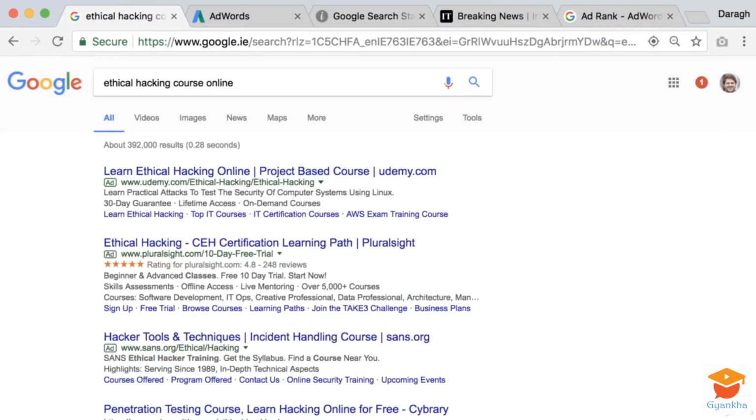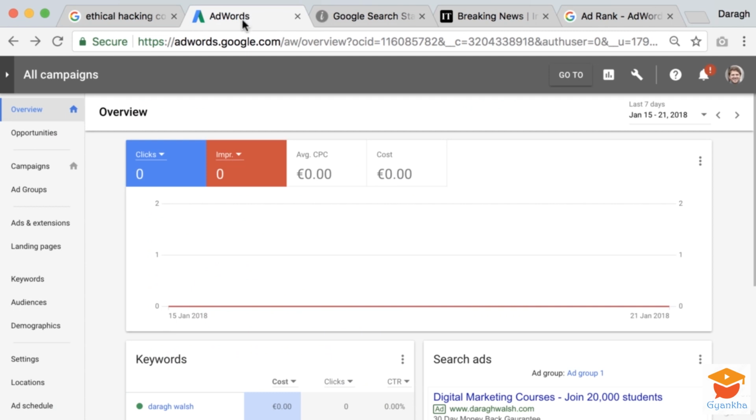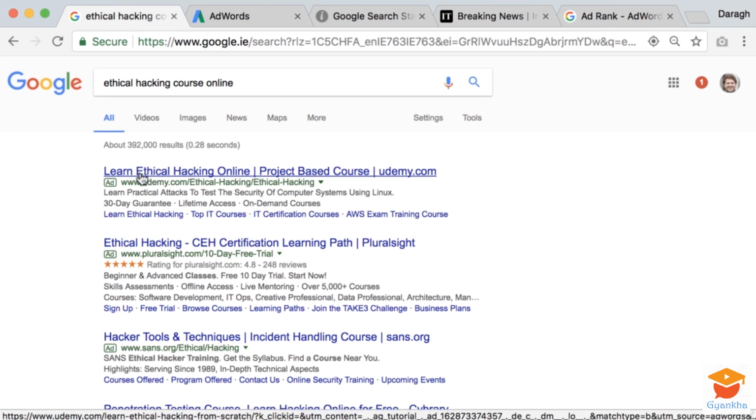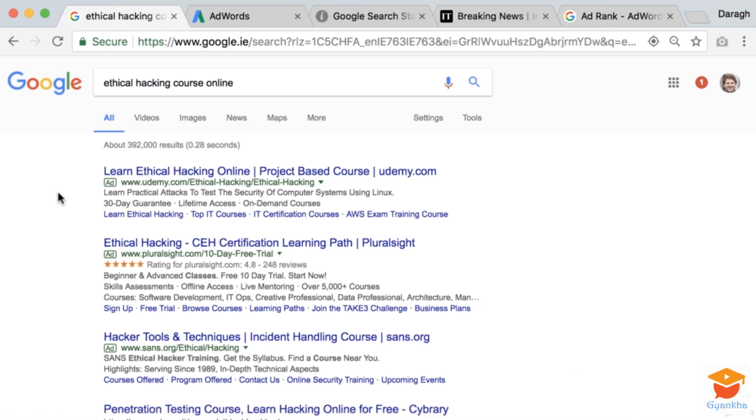Now, the way they've set it up in AdWords is it's essentially an auction system. If you want to be in the top spot here in Google, you have to make a bid to be at the top, and then you're bidding against other companies who want to appear at the top here. For example, in this ad, it's Pluralsight versus Udemy, and they would be bidding against each other to get to this top spot here.